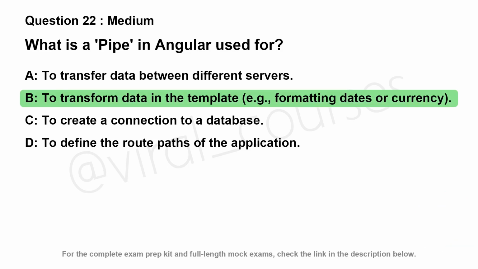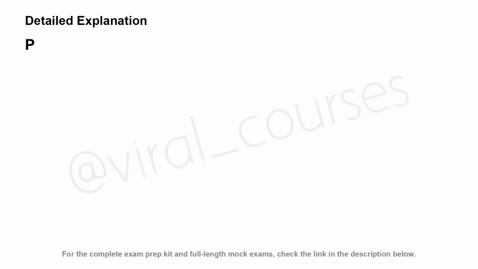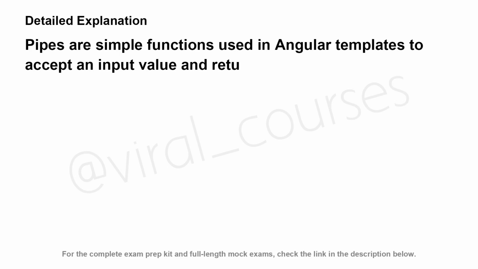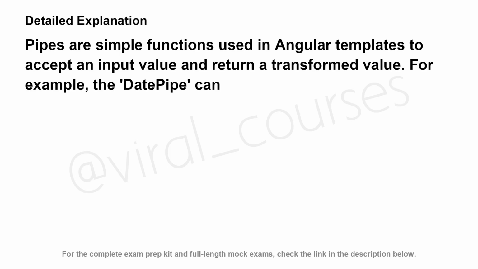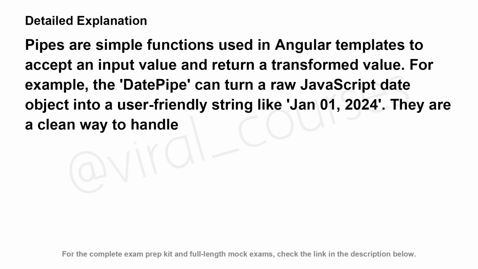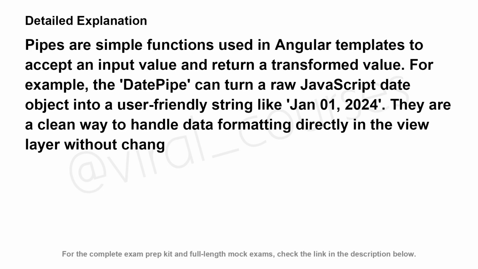The correct answer is B. Pipes are simple functions used in Angular templates to accept an input value and return a transformed value. For example, the date pipe can turn a raw JavaScript date object into a user-friendly string like January 1st, 2024. They are a clean way to handle data formatting directly in the view layer without changing the underlying data.